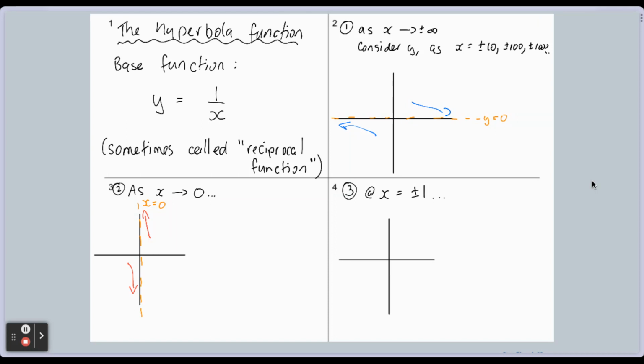So when x equals 1, we would have y equals 1 on 1. And so we would have one point, which is 1, comma 1. And when x equals negative 1, then y would be 1 on negative 1. So it would be negative 1, comma negative 1 as well. So there's 2 more points.